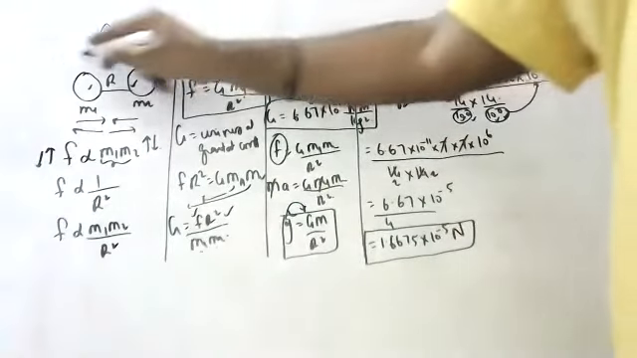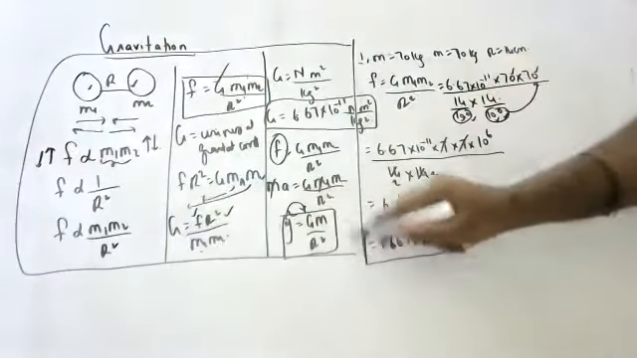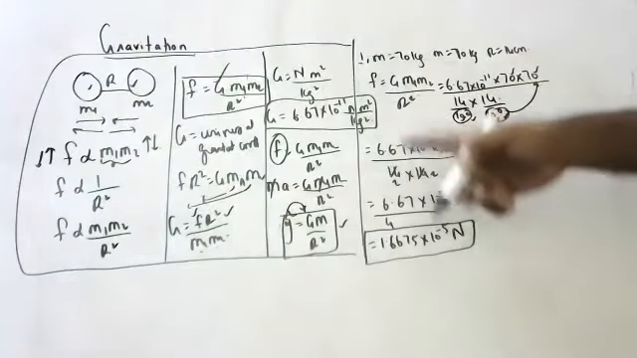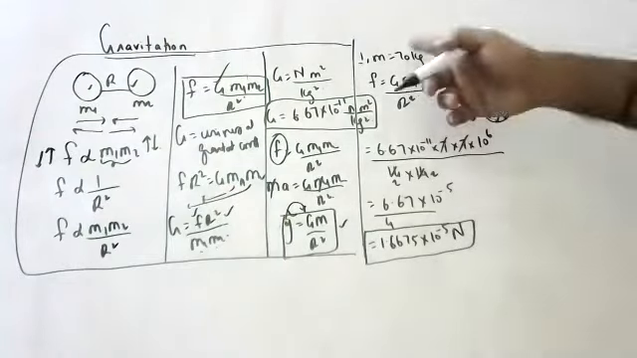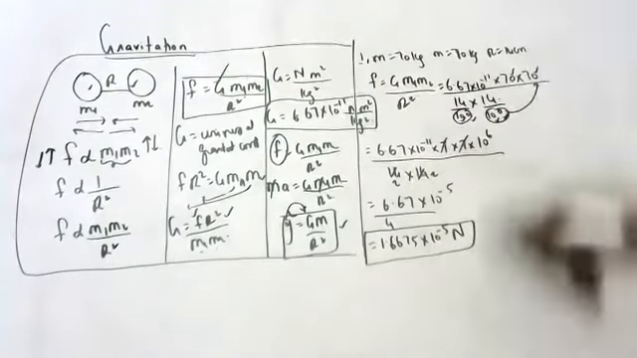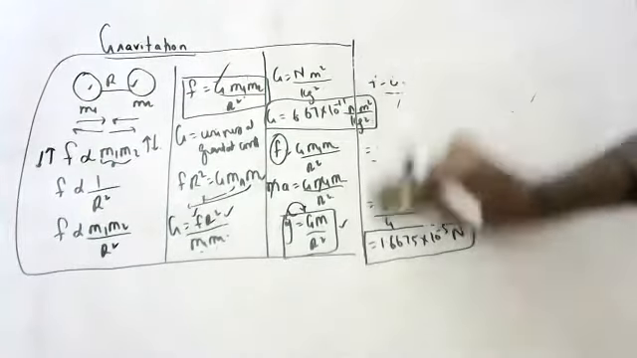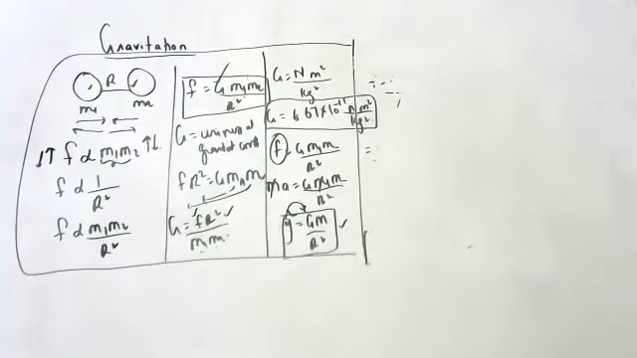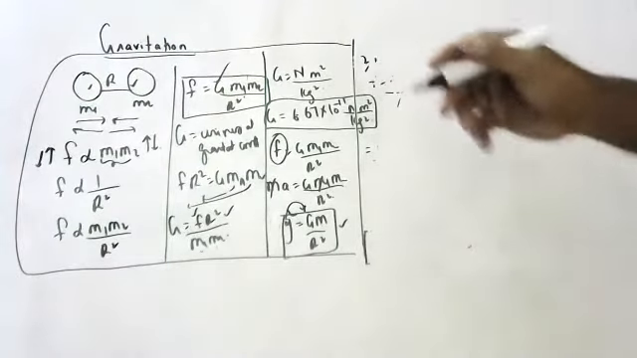In the Sunday exam, if I ask you to derive the universal law of gravitation, you have to derive it here. And based on this, one numerical also I will give. Those who understand this, good. Those who didn't understand, one more question I will give. Let's see here. One more question. Second question.